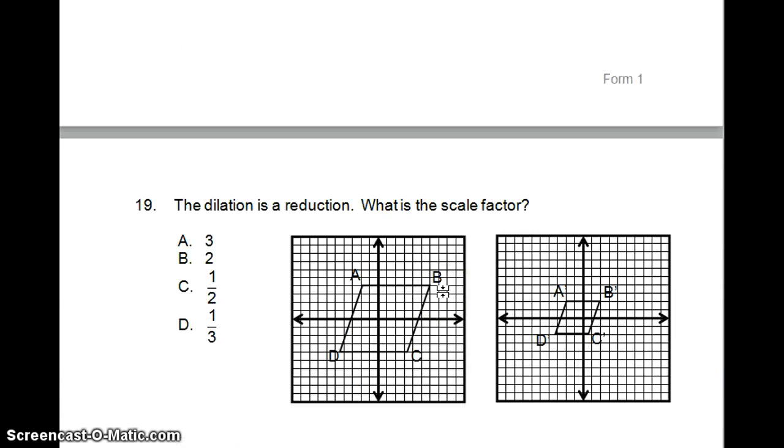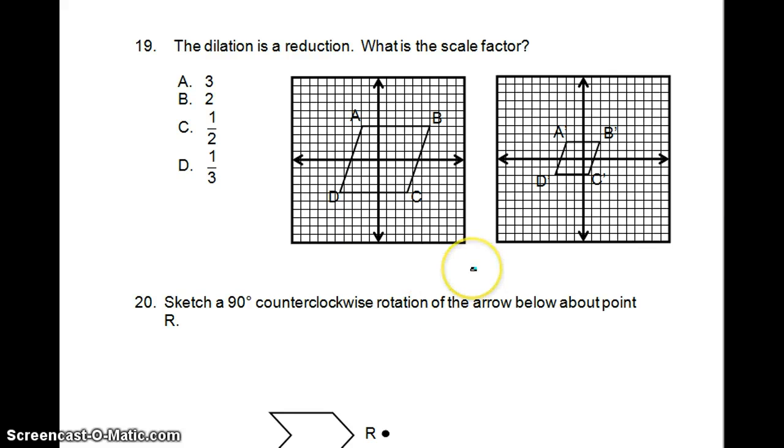Number 19. The dilation is a reduction. What is the scale factor? Okay, we were taught that scale factor is F equals the image over the pre-image, and the image is the new one, and the new one is going to have prime marks on it. So we have prime marks here, so we just need to set up our fraction. So let's find corresponding parts. 1, 2, 3, 4, 5, 6, 7, 8. It's going to be 8 over 1, 2, 3, 4 over 4.